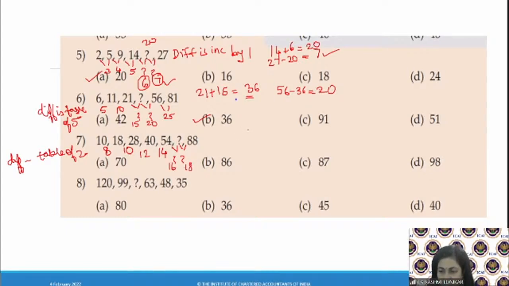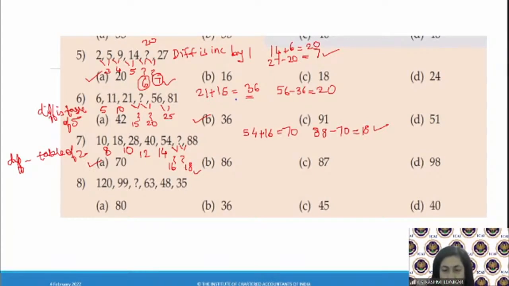So let us see, 54 plus 16 is how much? 5, 6, 70. Right? And 88 minus 70 is 18. This is same as this. So what should be my answer? 70. So A will be my correct answer.